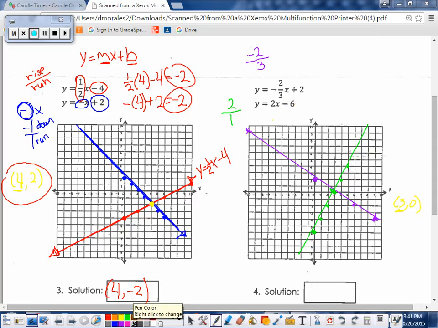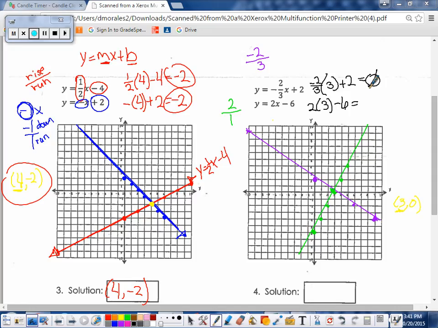So I'll take -2/3 times my x value over here, which is 3. Then I'm going to add 2. Then I will take 2 times, and then I'm going to use the same x value, the 3, and subtract 6. Let's see what I get. -2 times 3 is -6. -6 divided by 3 is -2. -2 plus 2 is 0.